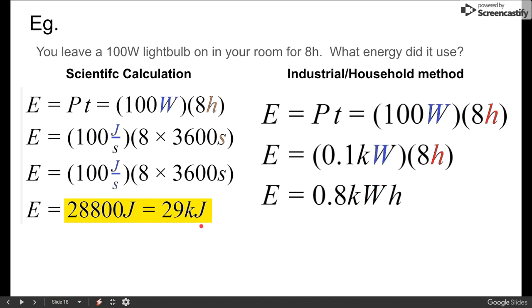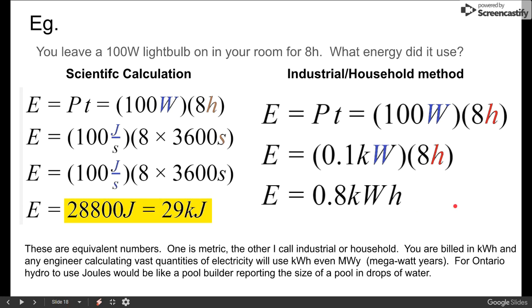I guarantee you these two numbers are the same. If you take this 0.8, multiply it by 1,000, and then multiply it by 3,600 seconds, you will get this answer. And I guarantee you, if you take this up here and you do this conversion, so this means divide by 3,600, divide by 100, and this number will turn into that one. They're the same.